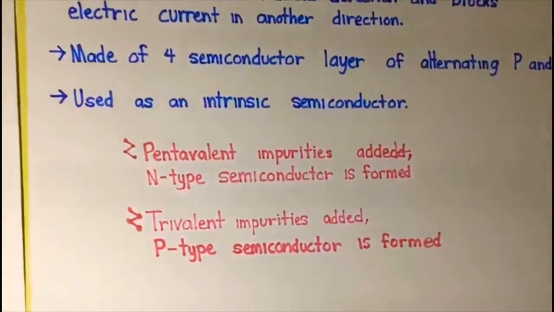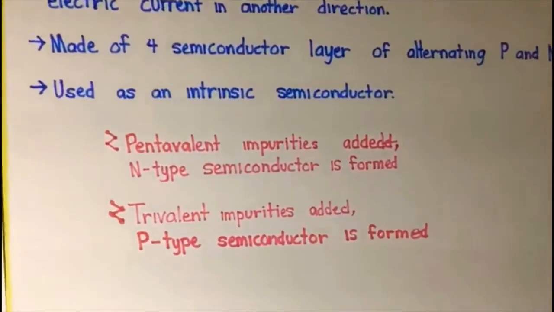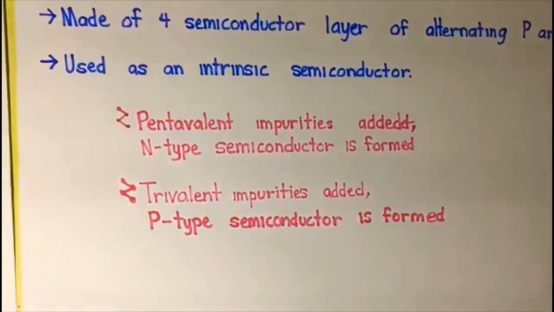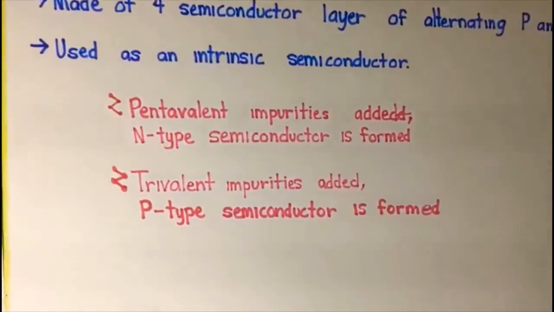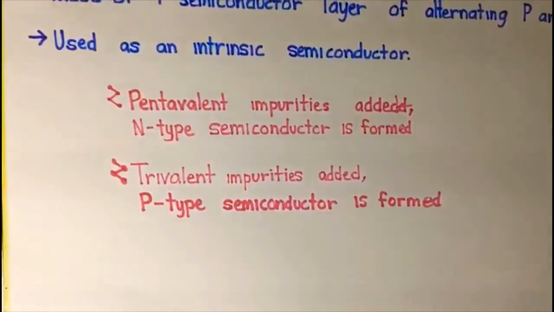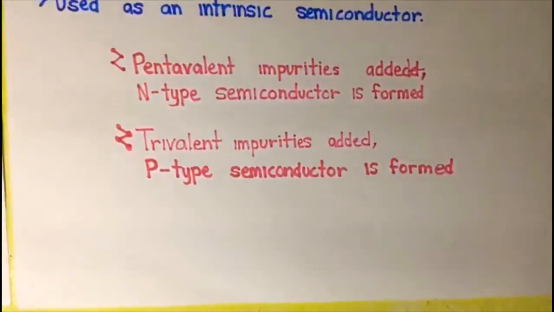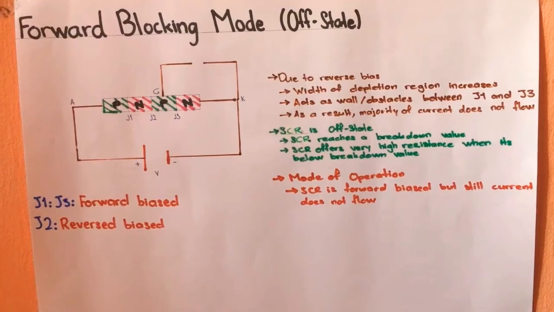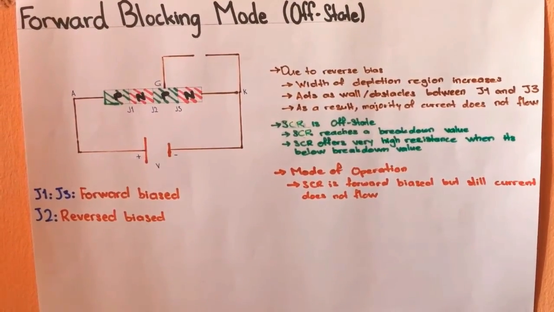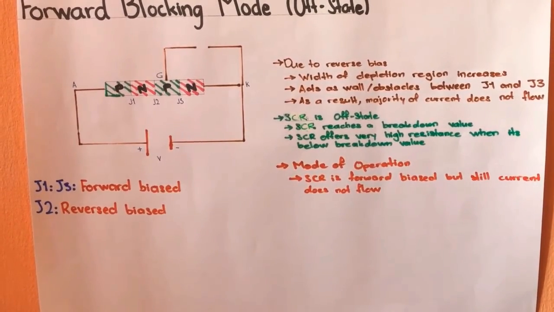It is used as an intrinsic semiconductor. When pentavalent impurities are added, an N-type semiconductor is formed. When trivalent impurities are added, a P-type semiconductor is formed. Now I will explain the 3 types of operation mode for SCR.